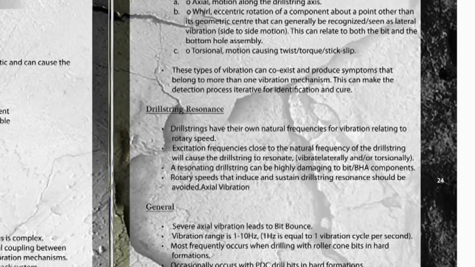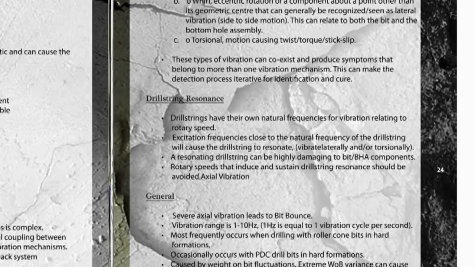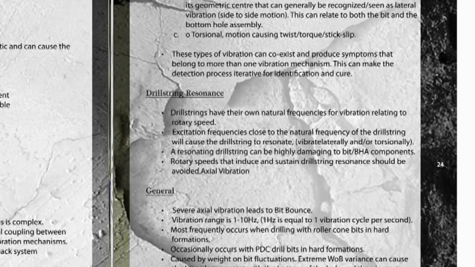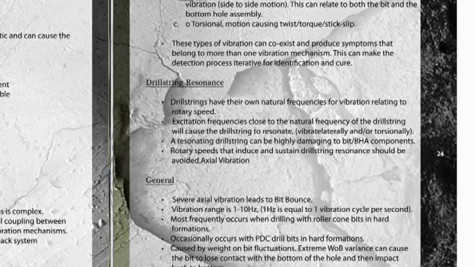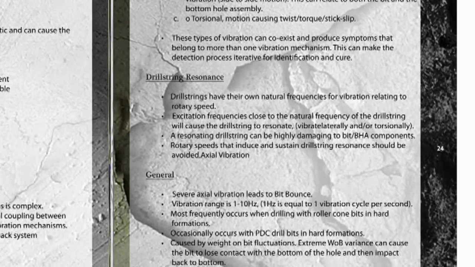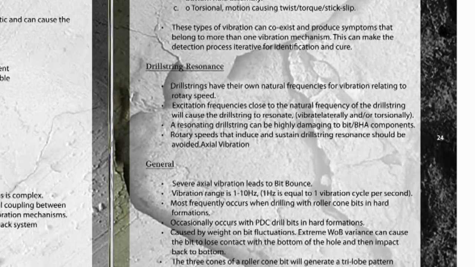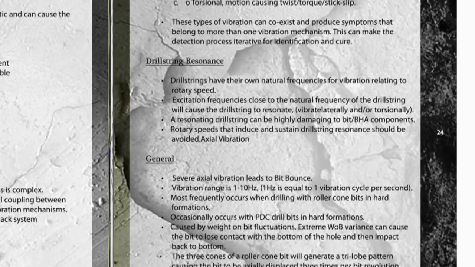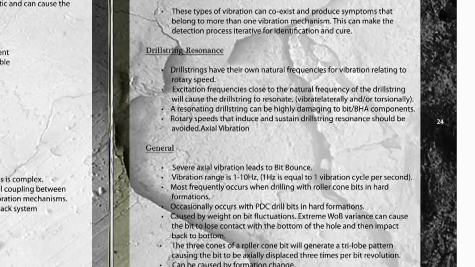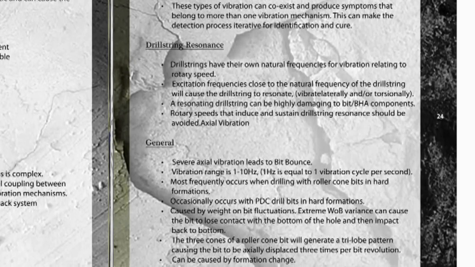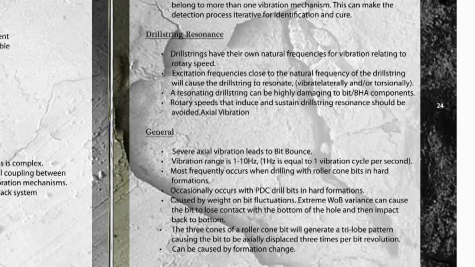These types of vibration can coexist and produce symptoms that belong to more than one vibration mechanism. This can make the detection process iterative for identification and cure. Drill string resonance. Drill strings have their own natural frequencies for vibration relating to rotary speed. Excitation frequencies close to the natural frequency of the drill string will cause the drill string to resonate, vibrate laterally and/or torsionally. A resonating drill string can be highly damaging to bit or BHA components. Rotary speeds that induce and sustain drill string resonance should be avoided.